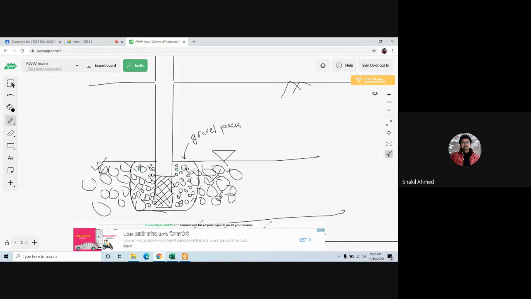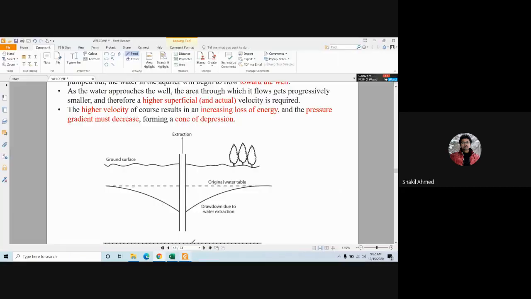This water layer that actually goes down. Okay, higher velocity increases loss of energy and pressure gradient must decrease, forming a cone of depression.